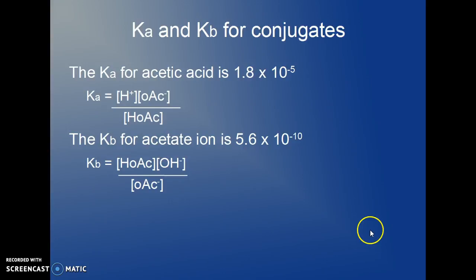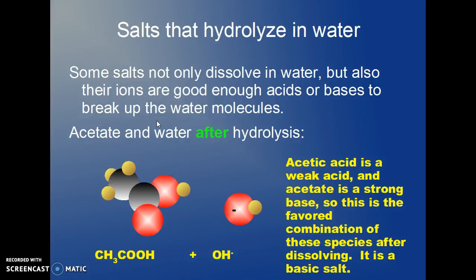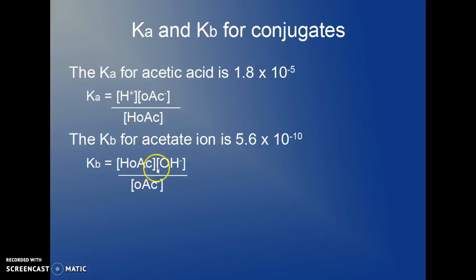Now let's look at the Ka for acetic acid. You may be familiar with it. The Ka expression is the hydrogen ion times the acetate divided by the remaining or equilibrium concentration of the acetic acid. We can also look at the reaction we just looked at, the reaction that produces acetic acid and hydroxide ion, and the product here, acetic acid and hydroxide, is the numerator, and the acetate ion at equilibrium is the denominator. And that Kb, we'll see, is 5.6 times 10 to the negative 10th.